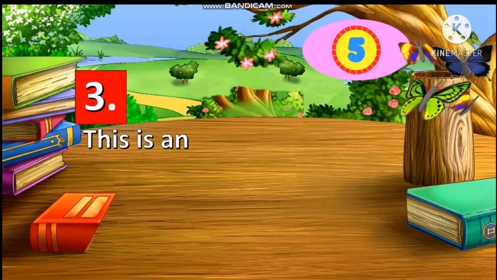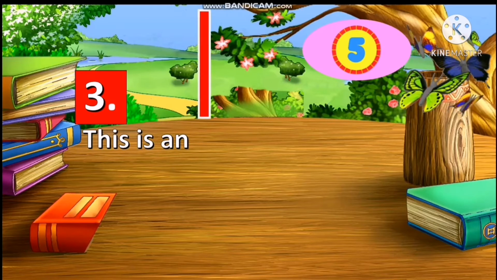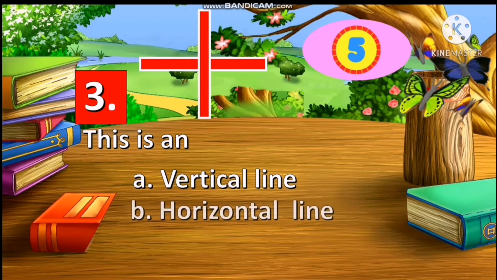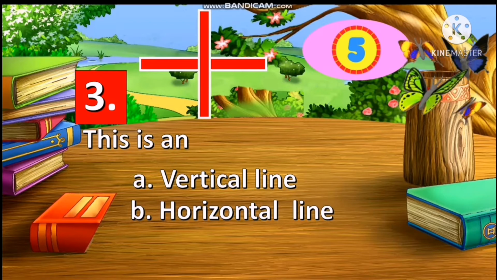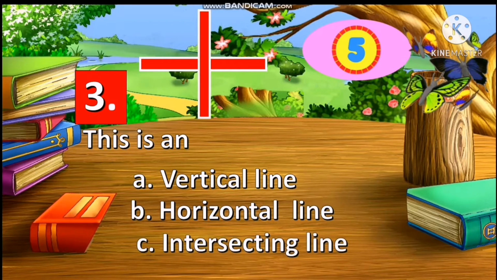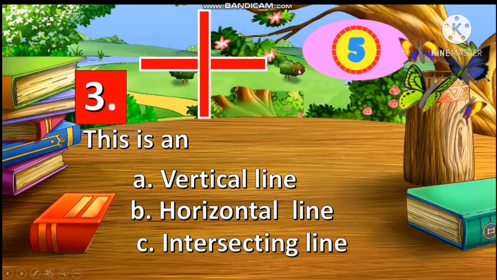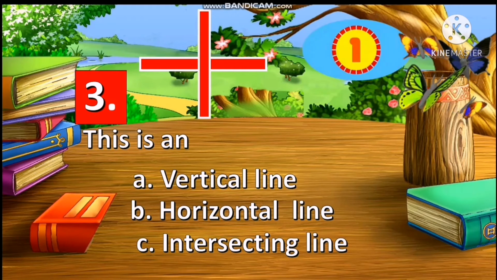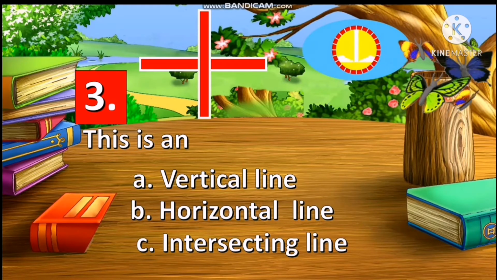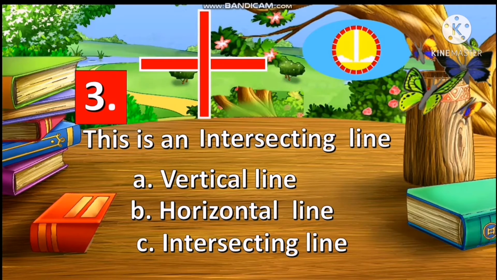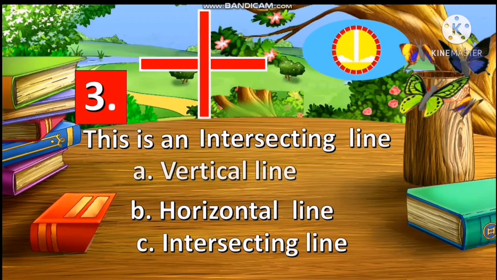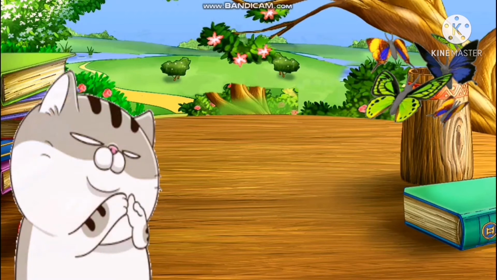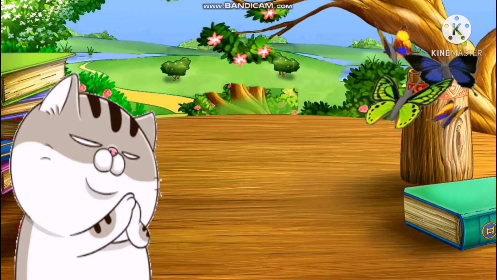Number 3. This is an: A, vertical line, B, horizontal line, C, intersecting line. Let's start the countdown. 5, 4, 3, 2, 1. And the correct answer is intersecting line. Congratulations!